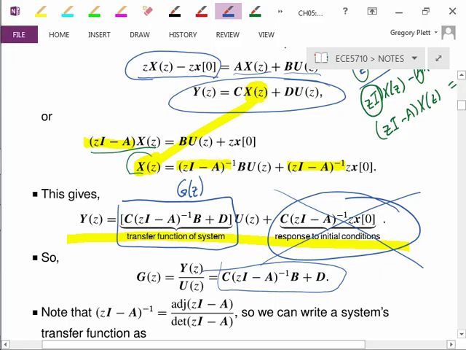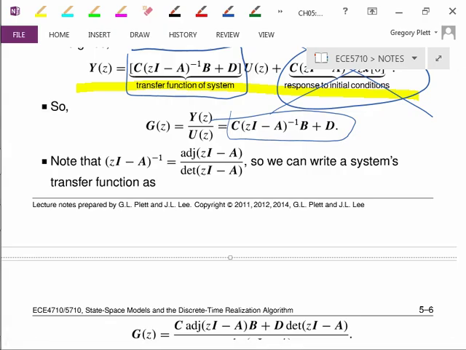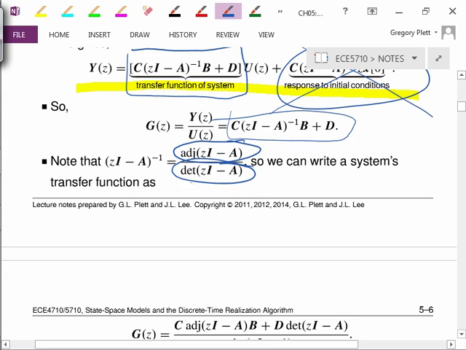If you're more familiar seeing transfer functions written as a numerator polynomial in z divided by some denominator polynomial in z, we can actually manipulate this expression to look more like what you're familiar with, and we can gain some insight when we do that. First, we need to recognize that the inverse of a matrix can be written as the adjoint of that matrix divided by the determinant of that matrix. The adjoint is a matrix, the determinant is a scalar. In this case, it's a scalar function of z. So I have a matrix function of z divided by a scalar function of z.